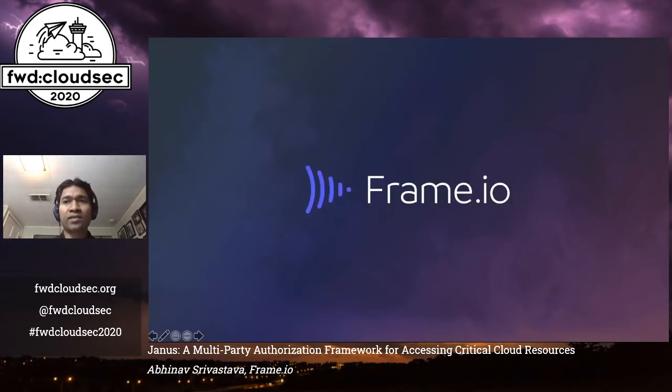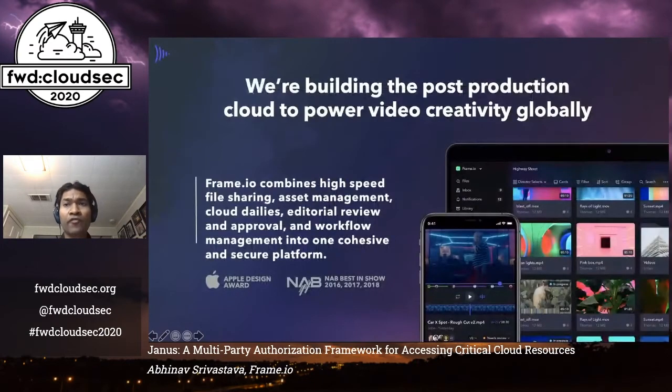Before I talk about Janus, let me quickly tell you about Frame.io. Frame.io is a cloud-based video review and collaboration platform that allows users to securely upload source media and work-in-progress videos, and users can invite their team and clients to collaborate on uploaded assets. We are building the video cloud. We're not a creation tool, we are a collaboration tool. So you can think of us as a GitHub for videos, and we are entirely hosted in Amazon AWS.